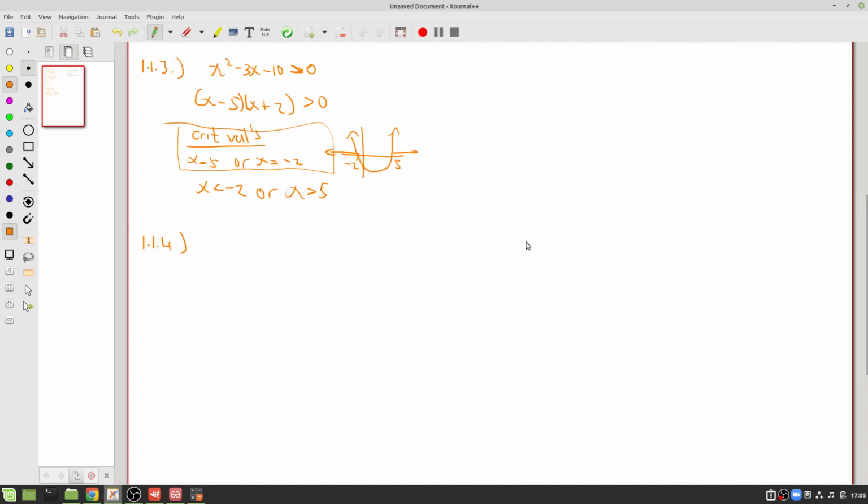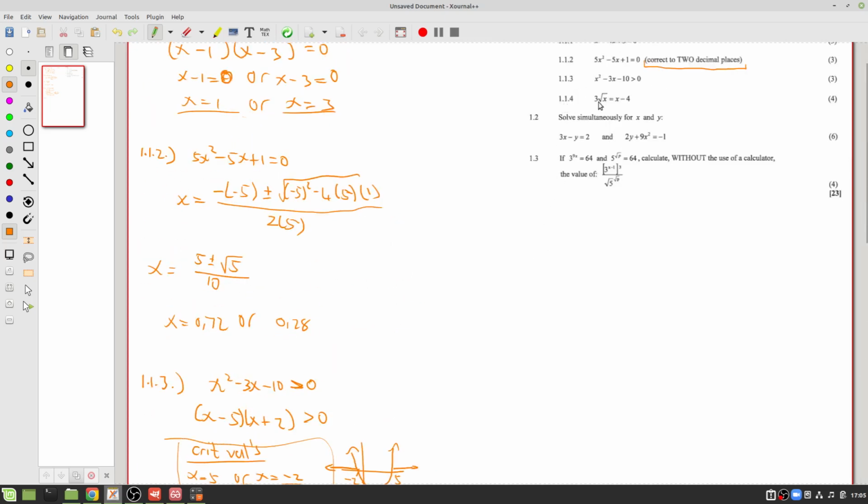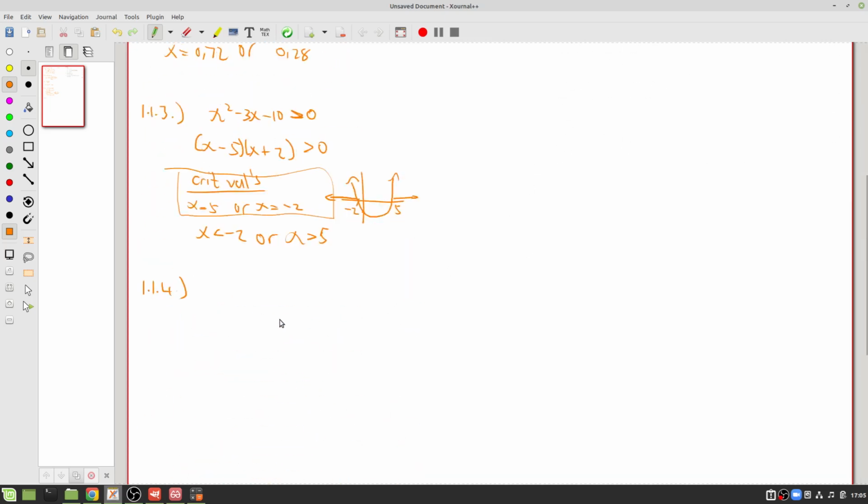Now 1.1.4, let's go on at the bottom here. 1.1.4, here we have this question. 3 root x equals x minus 4. 3 root x, I'll just rewrite that. 3 root x equals x minus 4. We need to solve for x.